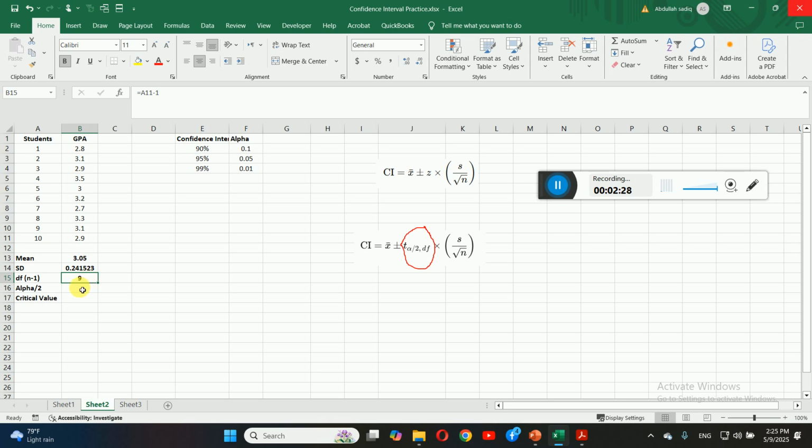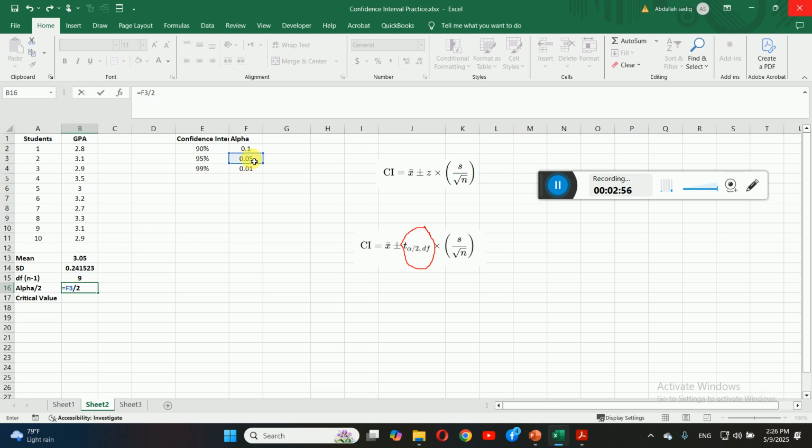Very simply. The next information here is t alpha over 2 and the degree of freedom. We found the degree of freedom; next, alpha over 2 is required. If we want the confidence interval based on 95%, then alpha is 1 minus 95%, which is 0.05. And for the t critical value, you should find alpha over 2, where alpha is divided by 2.